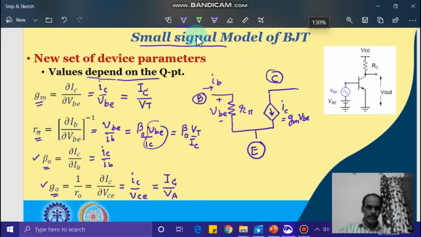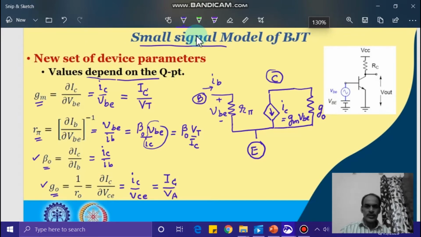So this is g0. This is the small signal equivalent circuit. Now this small signal equivalent circuit will be very useful while we are converting the actual circuit into its small signal equivalent circuit.